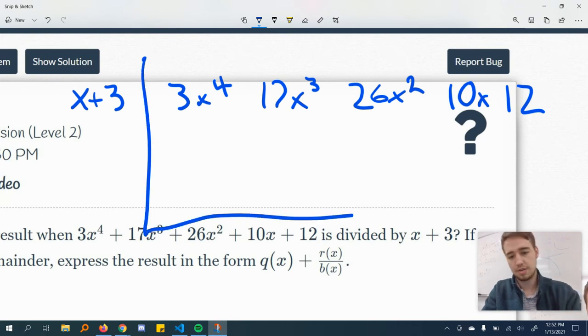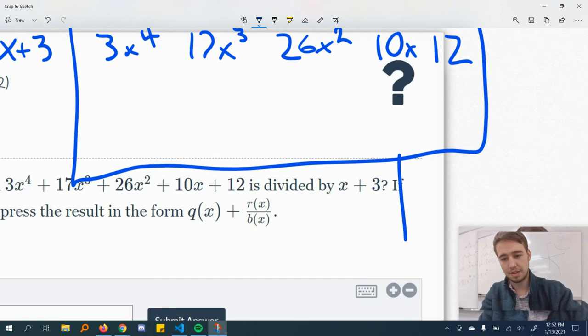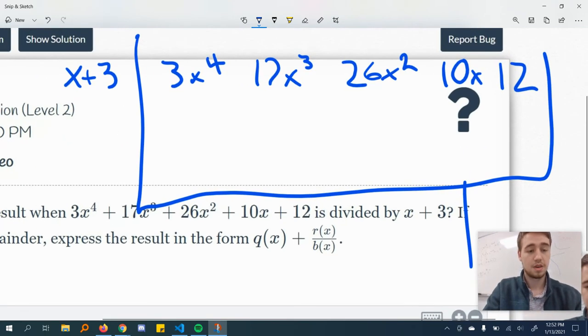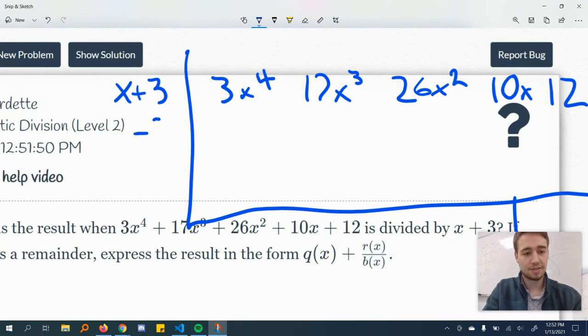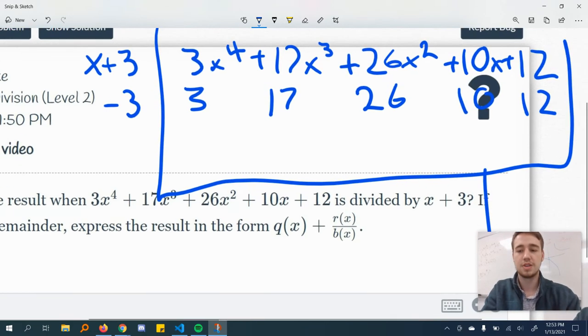So now we can go ahead and make our box. Our numbers are going to be -3 because we changed the sign on this. And we just bring all these in: 3, 17, 26, 10, 12. Also, I should probably note that these are all added together in that polynomial.